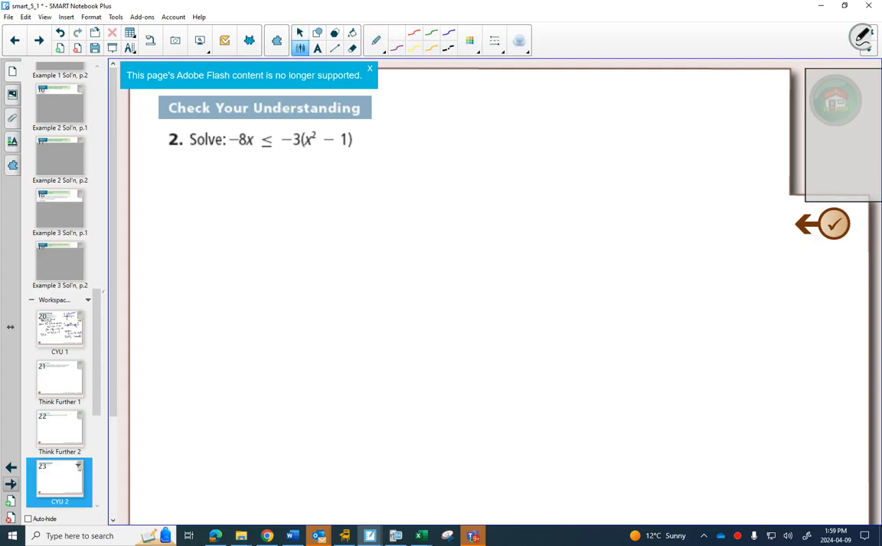And example number 2 says solve. So what we need to do is make one side equal to 0. And with a quadratic equation, before I make one side equal to 0, I'm going to distribute that 3. And you can make either side equal to 0.